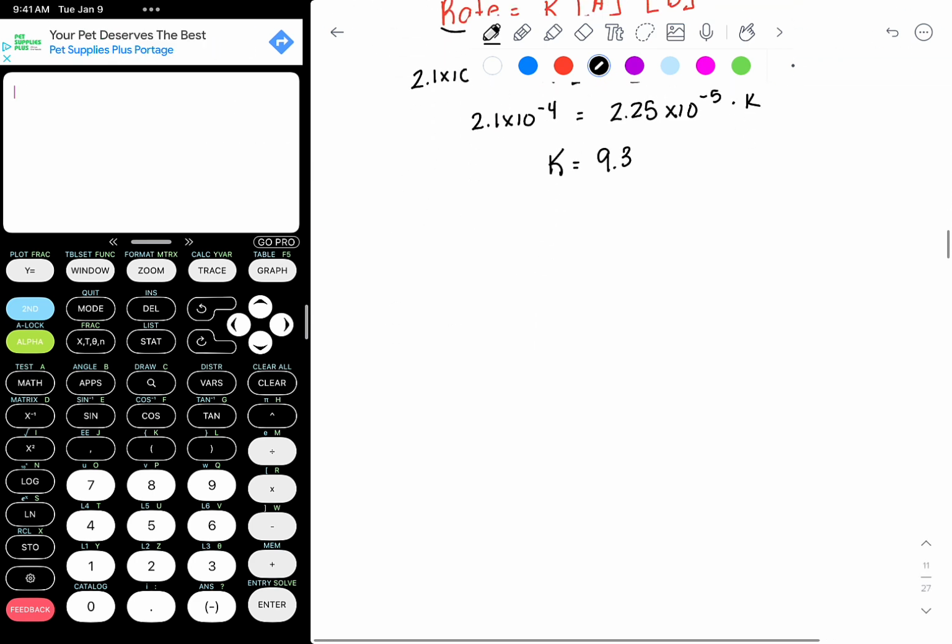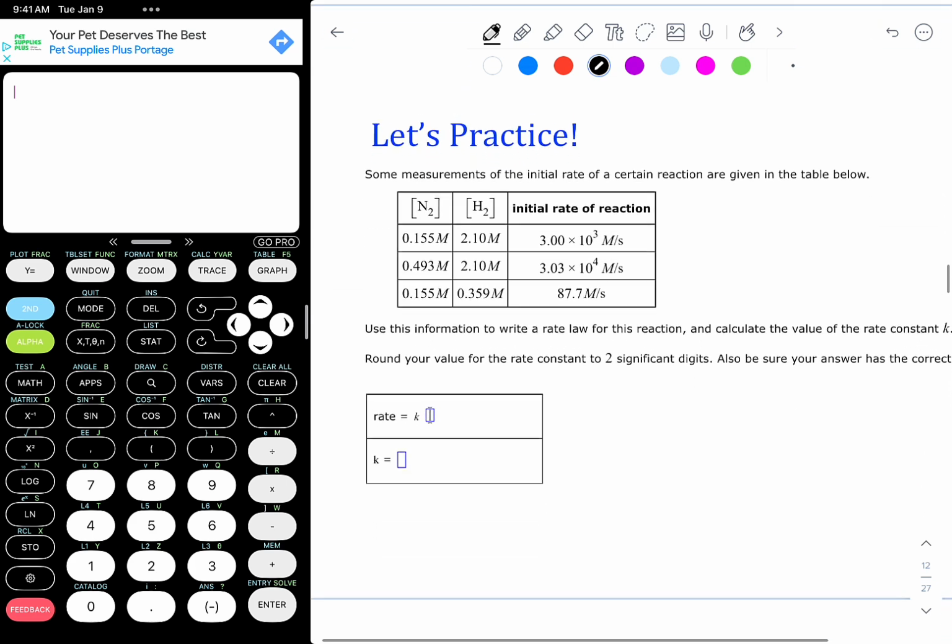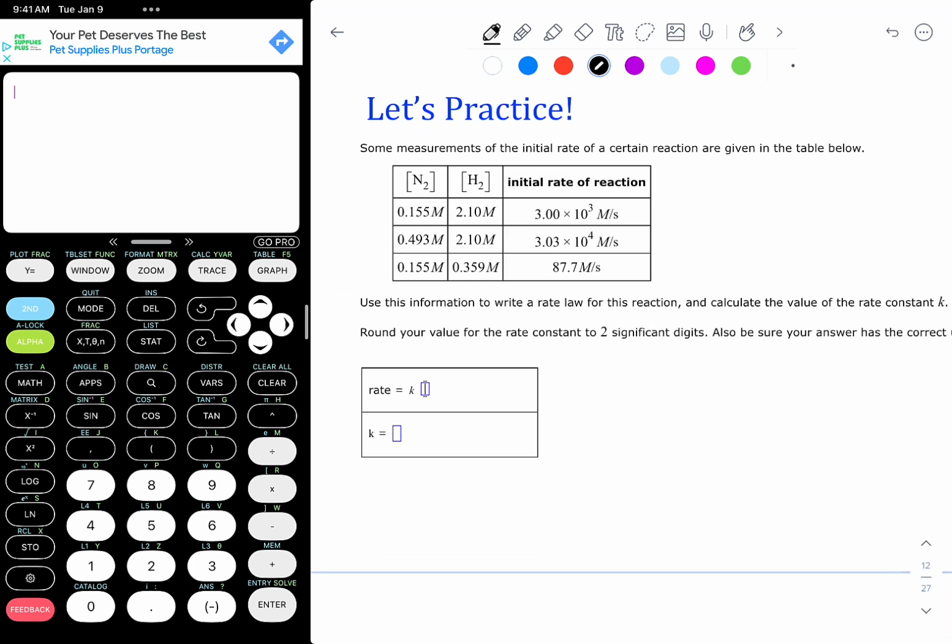So let's keep practicing with our method of initial rates. Here we have some initial measurements of the initial rate of a certain reaction, and it's given by this table. We want to determine first the rate law, so we need to find the reaction orders for both N2 and H2 so that we can write the rate law, and then we need to use that rate law to calculate K.